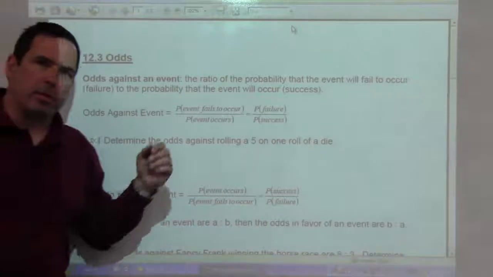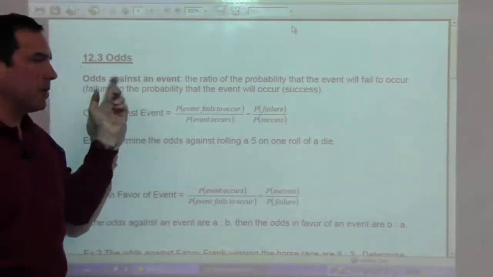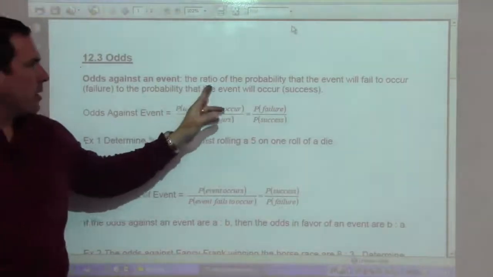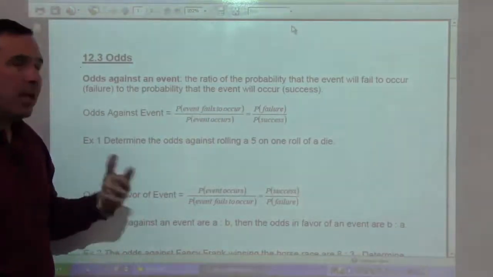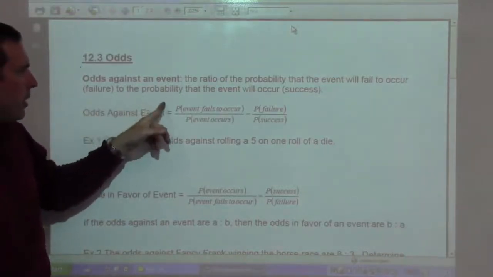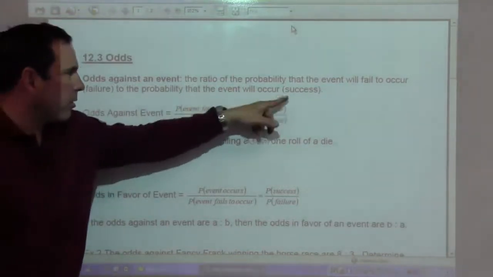Odds. We have two types of ways of thinking about odds: odds for and odds against. We'll talk about odds against an event. That's the ratio of the probability that the event will fail to occur, its failure, compared to the probability that the event will occur, or success.